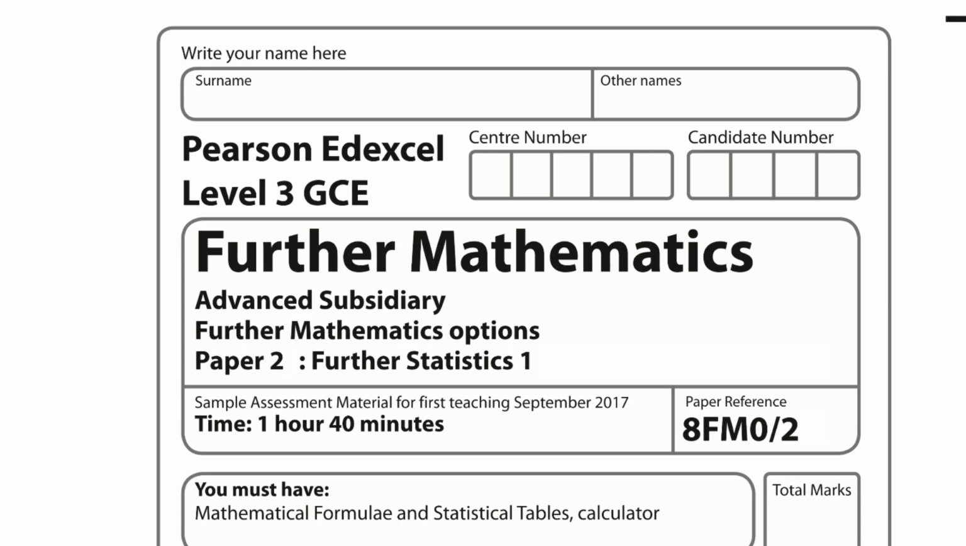Hi guys, this is the EdExcel AS level sample paper 2 which covers the Further Statistics 1 module. So let's get straight into it.